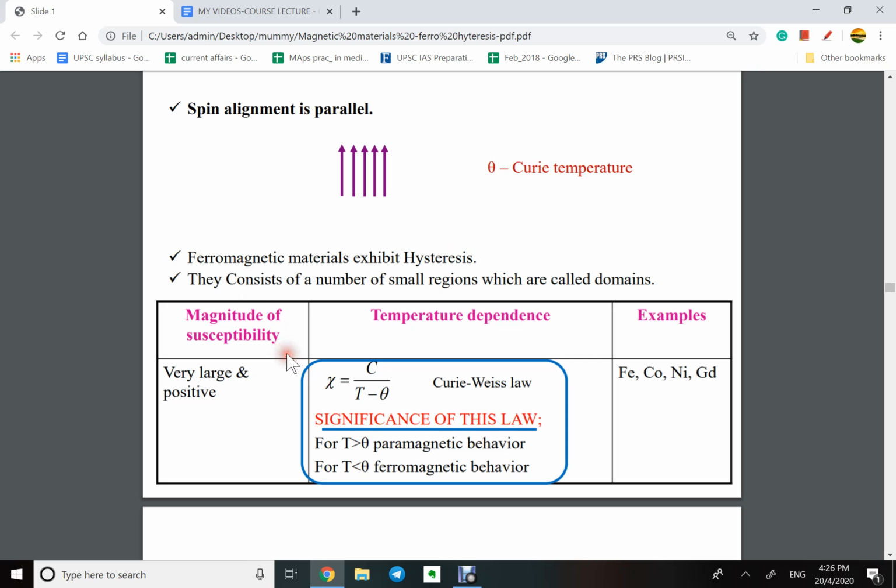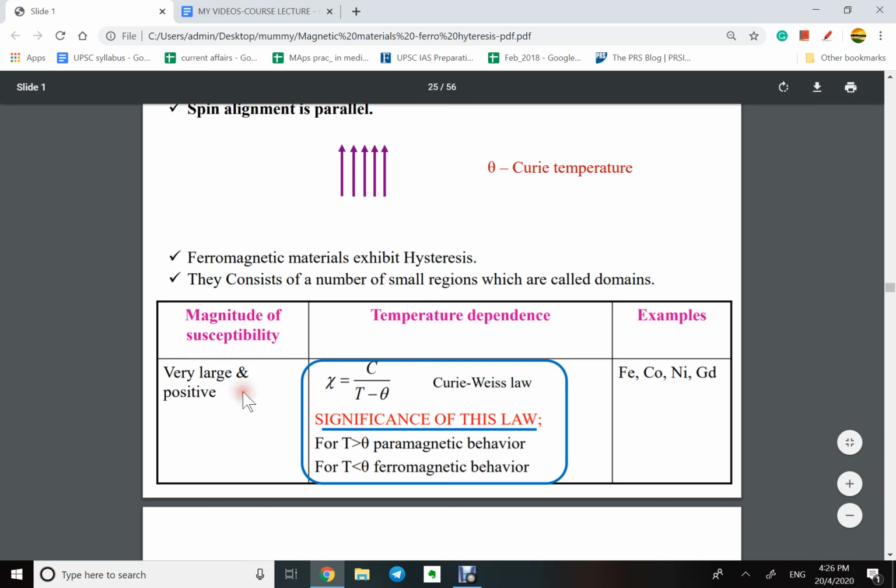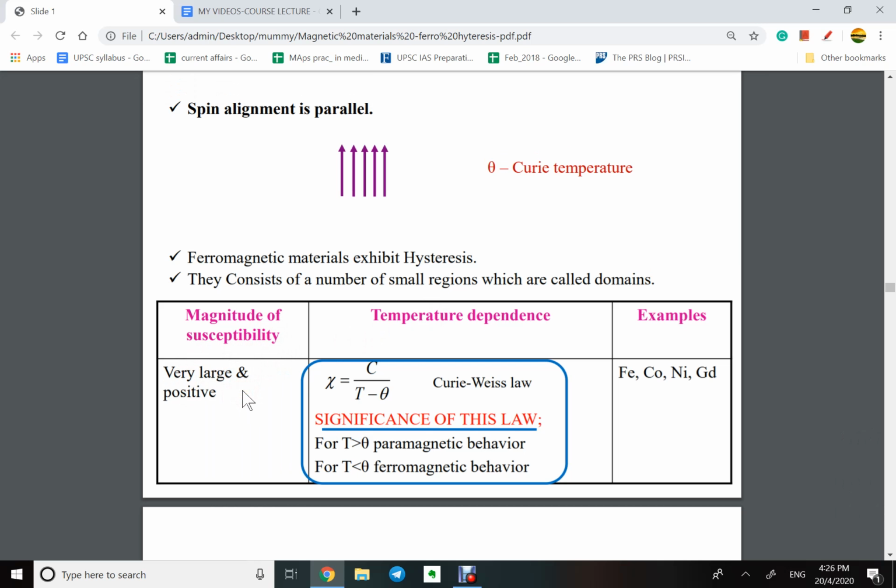Now, the magnetic susceptibility of ferromagnetic material is very large and positive. Susceptibility is very large. It means that even for a very low magnetic field, the magnetization is very high. That is, it easily accepts the magnetic field and gets magnetized. That is the special feature of ferromagnetic material.